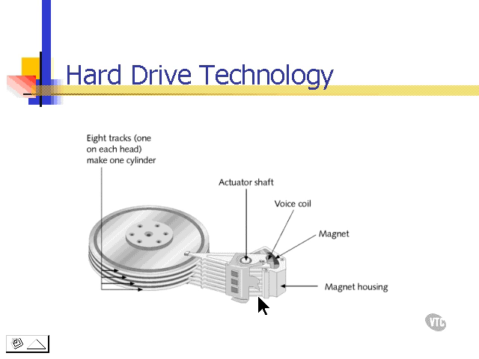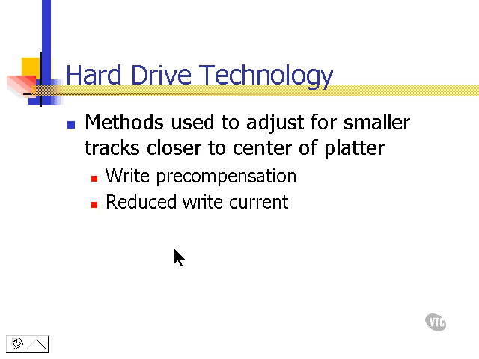Now, if we pay very close attention, just like the floppy drives, when we move the heads towards the center of the track, you'll notice that the heads would need to travel a shorter distance to create a track. In other words, when we move the heads towards the center of the platter, the tracks get shorter. We compensate for this using hard drive technologies.